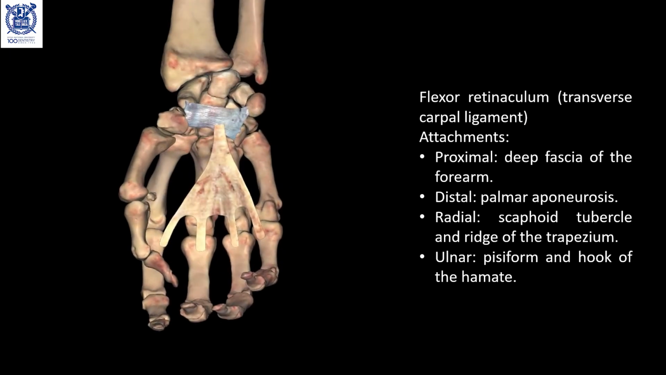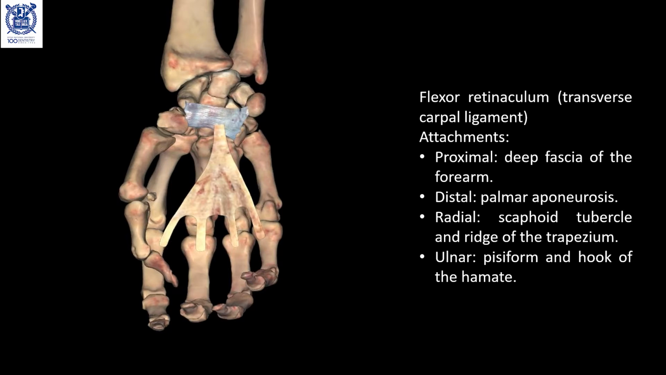Let's continue with hand region. Flexor retinaculum. It can be called as transverse carpal ligament. The proximal part is attached to the deep fascia of the forearm. Distal part is attached to the palmar aponeurosis.